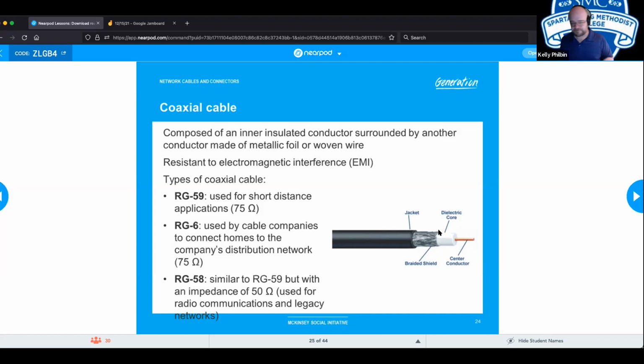Ohms. 75, yeah, 75 and 50 ohms. It's like OHMS, I believe. It's a measure of resistance. All right. So that is your coaxial cable.